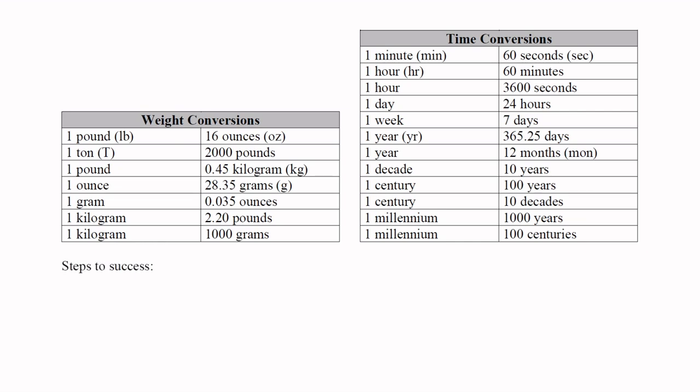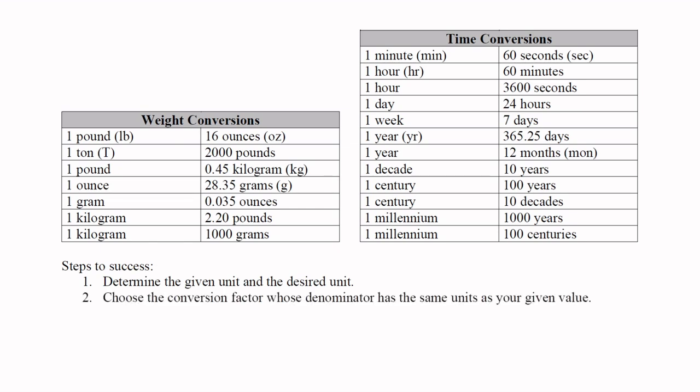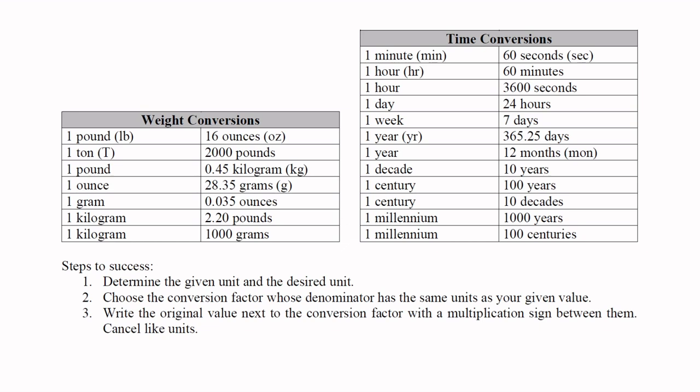So, in order to do this successfully, you're going to determine the given unit and the desired unit. You're going to choose the conversion factor whose denominator has the same units as your given value. Then you're going to write the original value next to the conversion factor with a multiplication sign between them. And then you're going to cancel the like units. Then multiply the resulting equation across the top and the bottom. Now, I know this is a lot of word soup, but I think these steps of success will make more sense when you see an example.